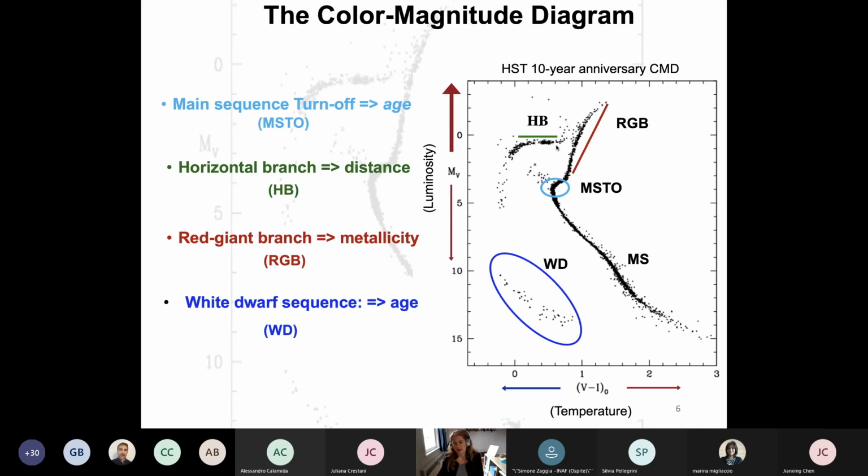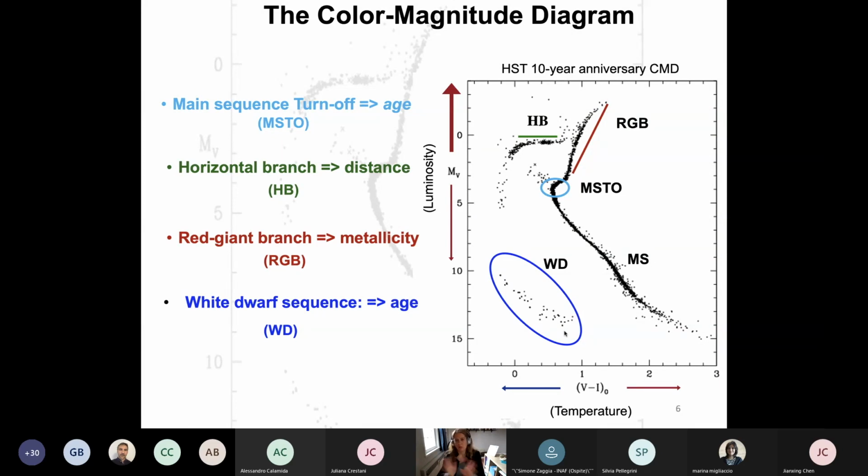Finally, we have also a very nice white dwarf cooling sequence here. So the stars finish helium and hydrogen, and in the case of low mass stars, a core of carbon and oxygen is formed. So there's no burning in the core anymore, but the star is cooling down. And the more it ages, the more it cools down, and so the fainter it is. And this sequence indicates also the age of the stellar population.